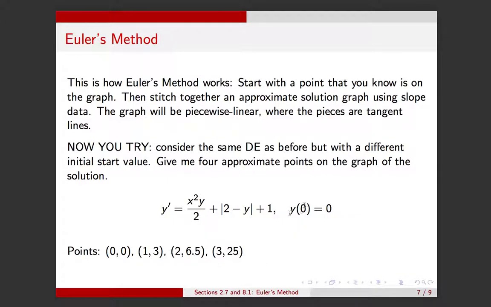Well, notice the origin was given to you, right? You're told 0, 0 is on the graph. So that's not even approximate, right? So now we need 3 more points. And it turns out these are the 3 you should have gotten, unless I made an error.